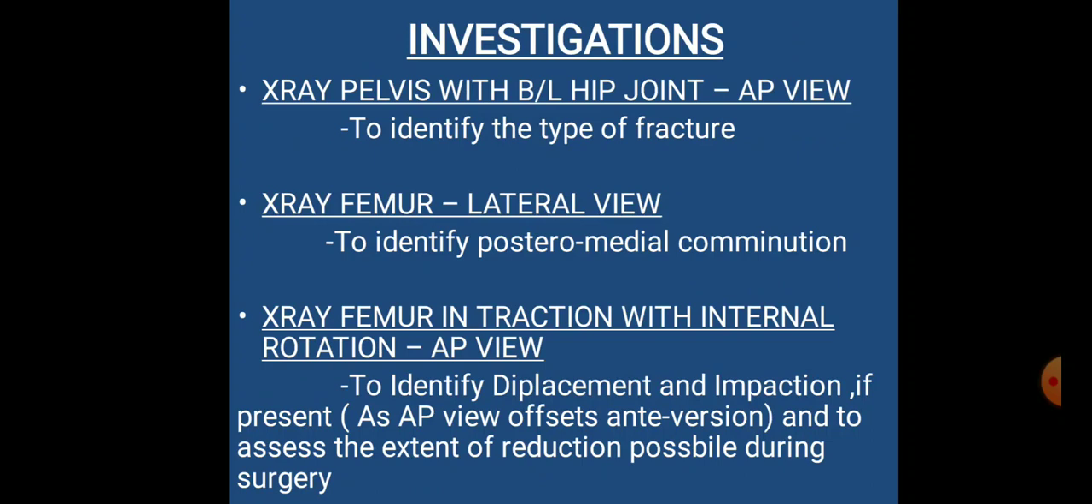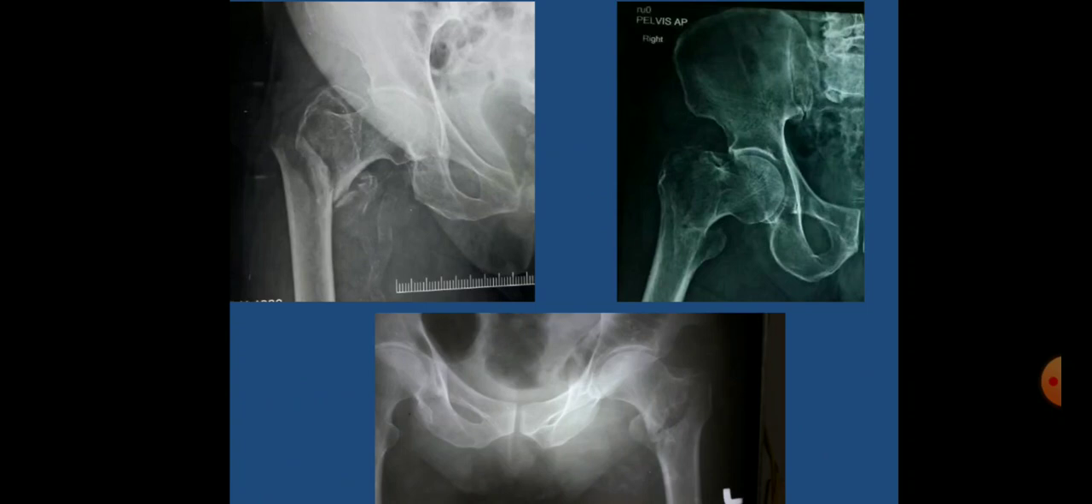And then you take an X-ray in traction and internal rotation AP view so that you can identify the displacement and impaction. If impaction is present, the anteversion can be known and you can assess the extent of reduction possible during surgery. This is the classical X-ray showing the intertrochanteric fracture at various levels.